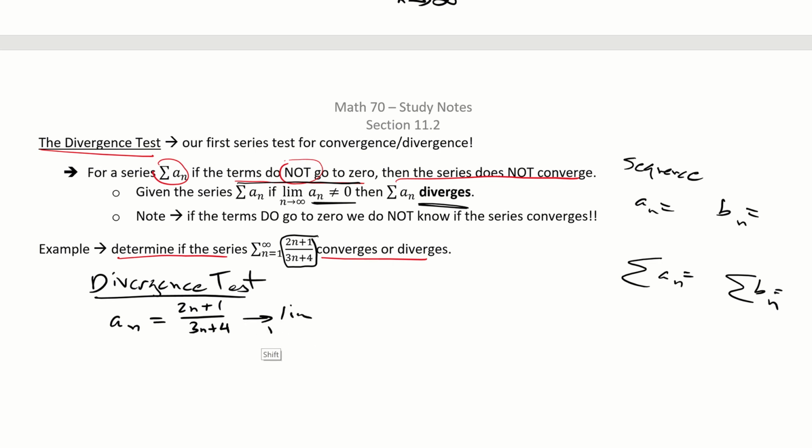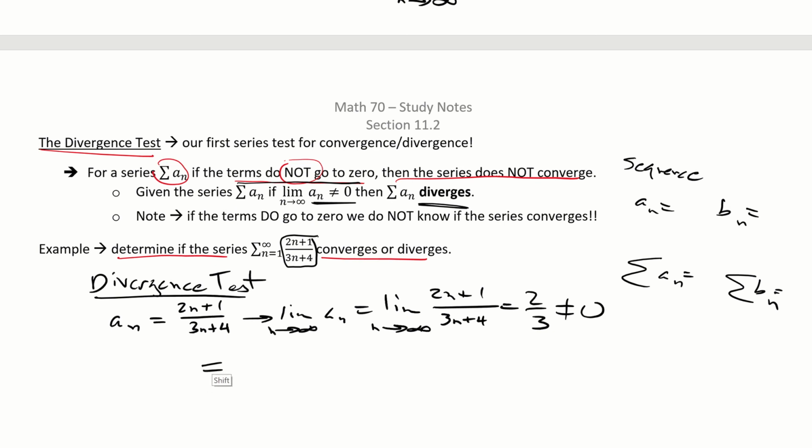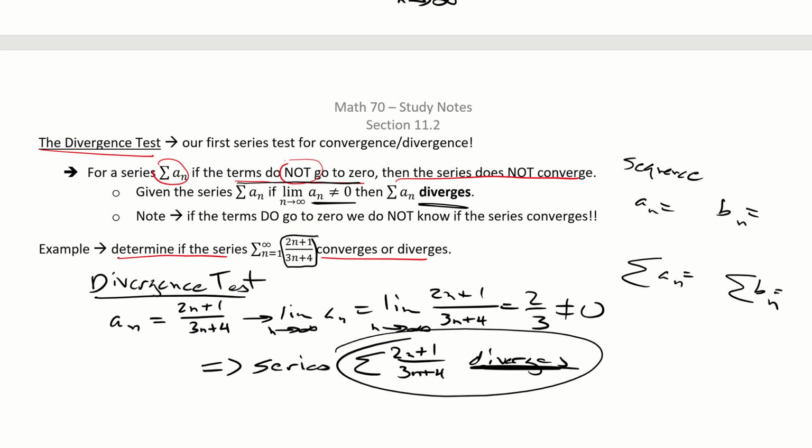I'm going to take the limit as n goes to infinity of the terms, which in our case is the limit as n goes to infinity of 2n plus 1 over 3n plus 4. Well, we know that limit is 2/3. And guess what? It's not 0. That implies the series, well, actually, I'll write it out: the series of 2n plus 1 over 3n plus 4 diverges. Okay, and that's the big thing. It diverges.